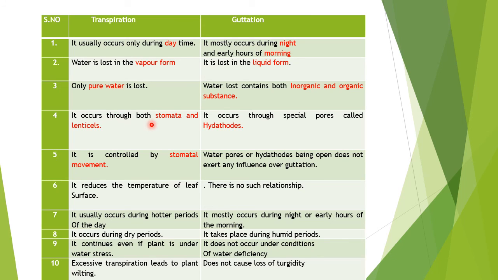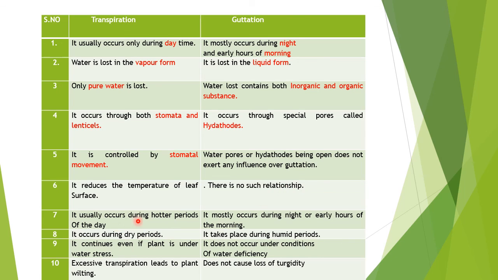Transpiration occurs through both stomata and lenticels. Guttation occurs through special pores called hydathodes. Transpiration is controlled by stomatal movement. Hydathodes being open does not exert any influence over guttation, so it is the pressure only which will have an impact on guttation. Otherwise, hydathodes are open channels, open pores. Transpiration reduces the temperature of the leaf surface, because it has a cooling effect on the leaf. There is no such relationship in guttation.